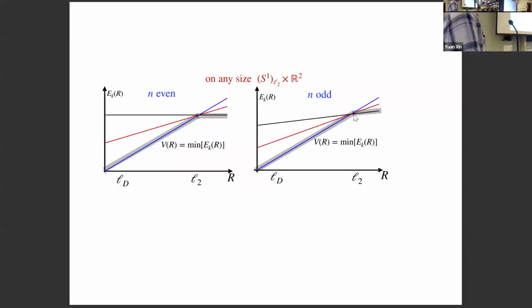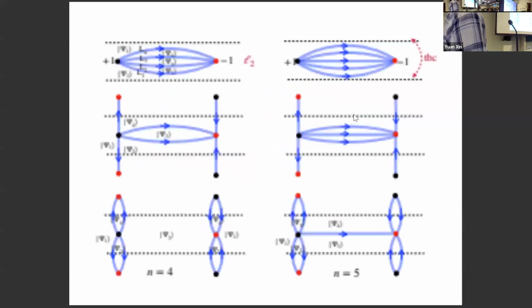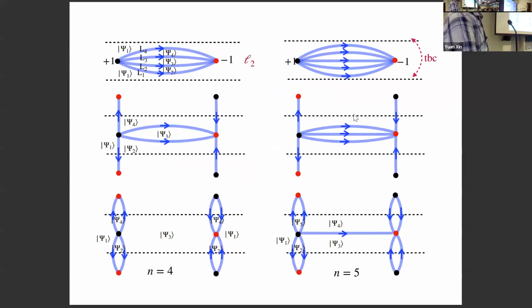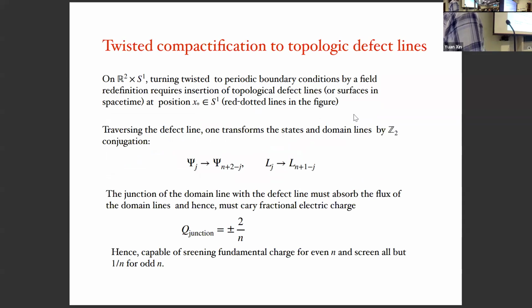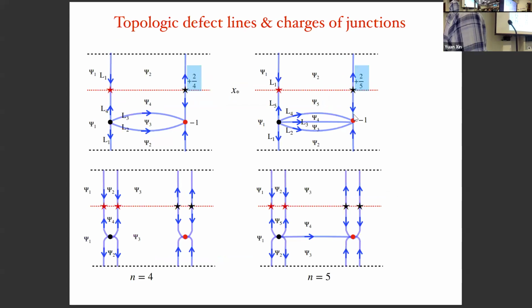Now, I want to explain this phenomenon from a different perspective. What I want to do now is, instead of using a twisted boundary condition by a field definition, I want to turn the twisted boundary condition into a periodic boundary condition, but I keep the effect on the field. So this comes out to be equivalent to insertion of some topological defect lines. These are defect lines in space, but if you think of space-time, these are really surfaces. At some position x star, an arbitrary position x star on S1. So this is the picture. There is a defect line you put somewhere. What happens is that traversing this defect line, the state flips according to some rule, and the domain lines flip according to some other rule.